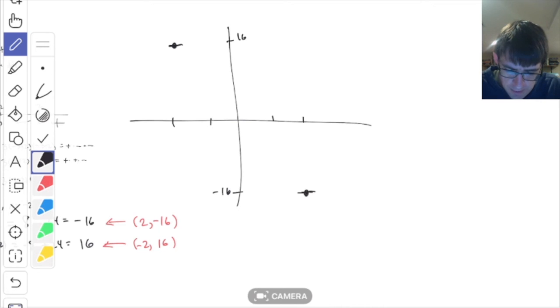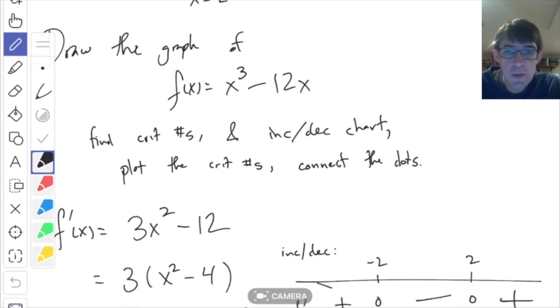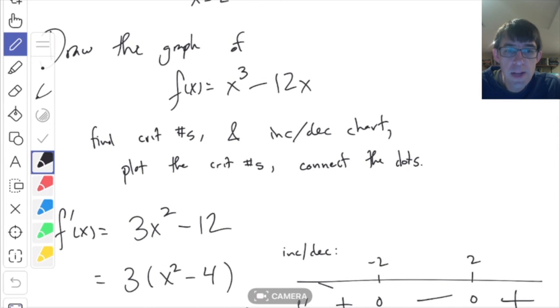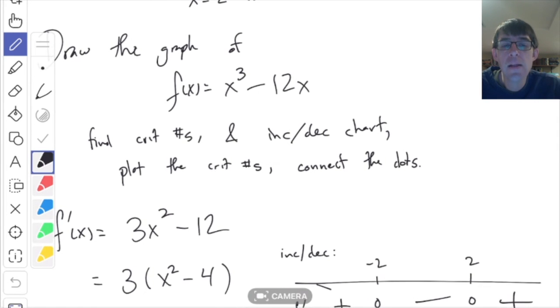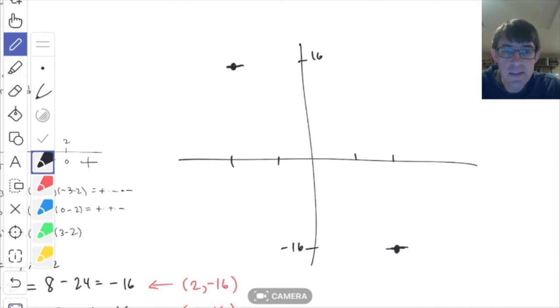Anyway, what was the final step? The final step that I wrote here: find the critical numbers, do the increasing decreasing chart, plot the critical numbers, and lastly, connect the dots. What I mean by that is, I have 2 dots on the picture here. Connect them. Now, there are many ways, of course, that you could draw a line connecting these 2. You could just put a straight line like that.